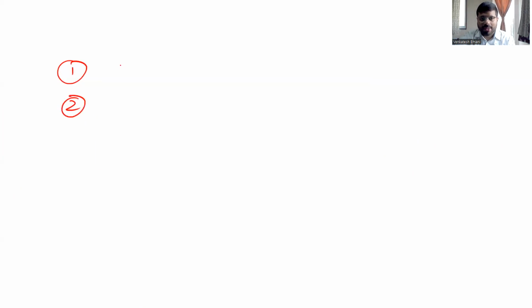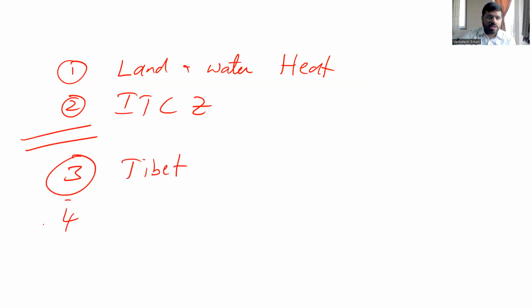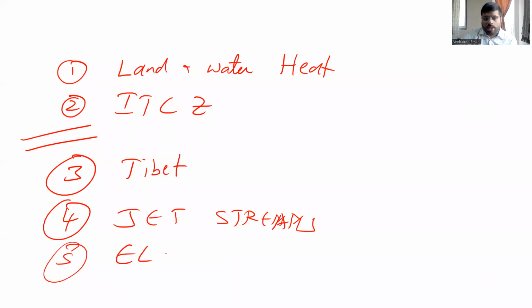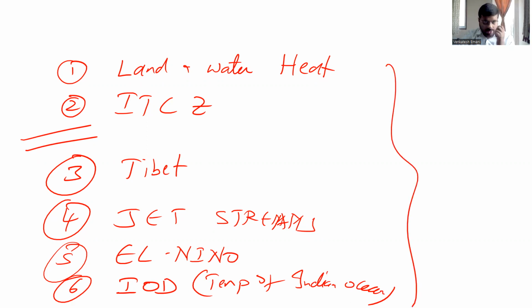I want you to understand this. One, land and water heating nature, role of ITCZ. These two are there. After that, importance of Tibet, importance of jet streams. Then you have El Nino, the events that happen across the world because of this, and also something called the Indian Ocean Dipole, which observes the temperatures of the Indian Ocean. These are the main ones. Okay.